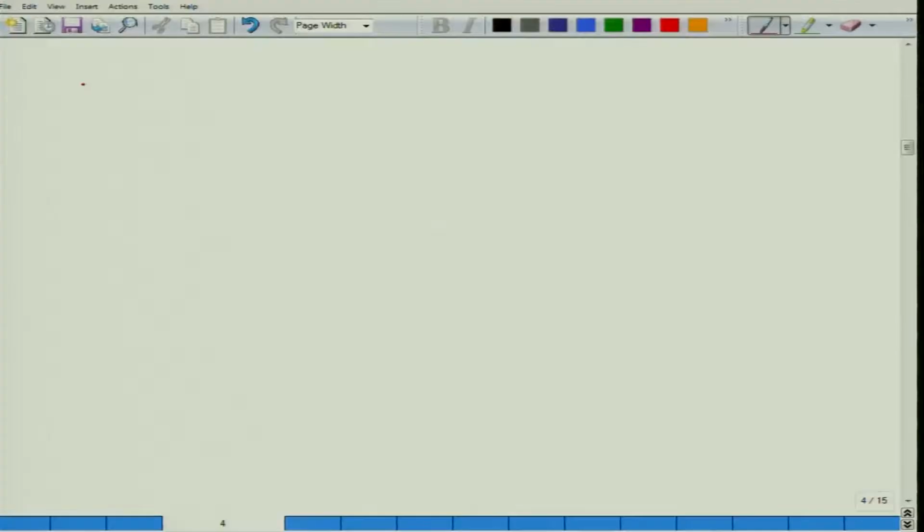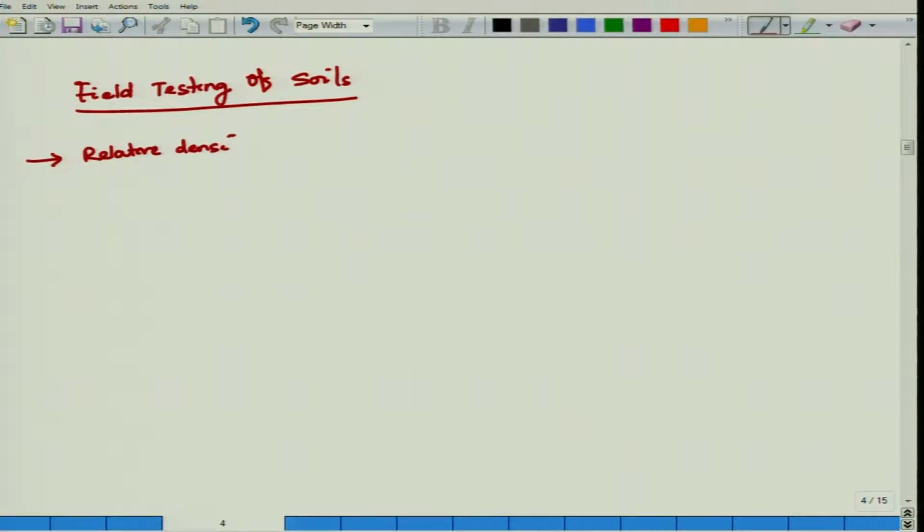I will start next. What are the different field testing of soils? First one is relative density. It is for granular soil. For relative density, what are the tests to be carried out?